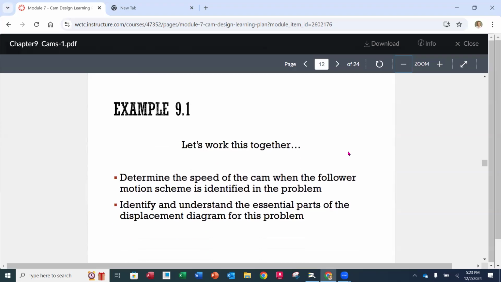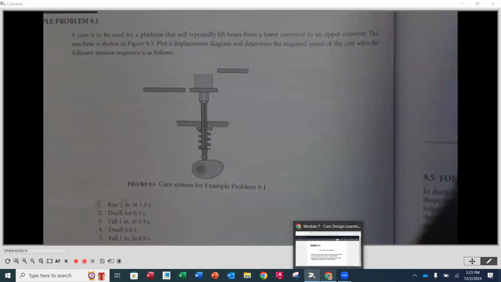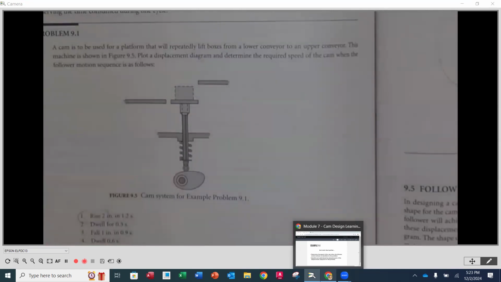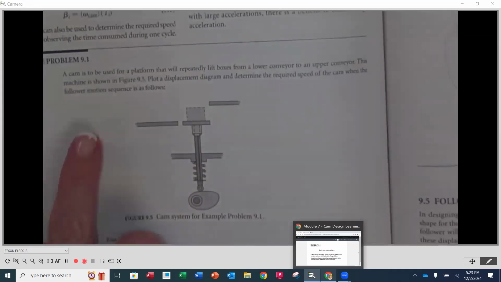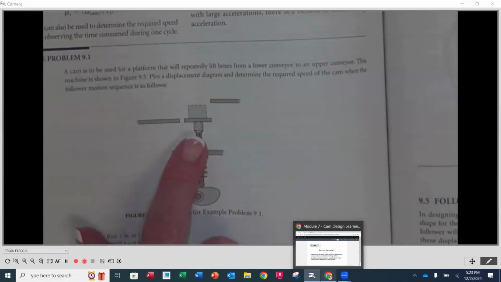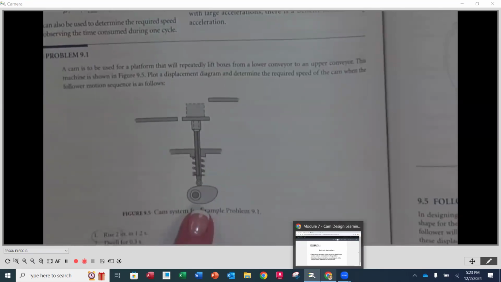Now, we're going to be looking at example 1, and we're going to kind of get started on some of these items. So I'm going to go underneath my camera, and we're going to turn the page, and we're going to look at our first example, which is example 9.1. Okay, now the full problem statement here is we have a cam. It's going to be used for a platform that is going to be repeatedly lifting boxes from one level to another. Okay, the machine is shown down here.